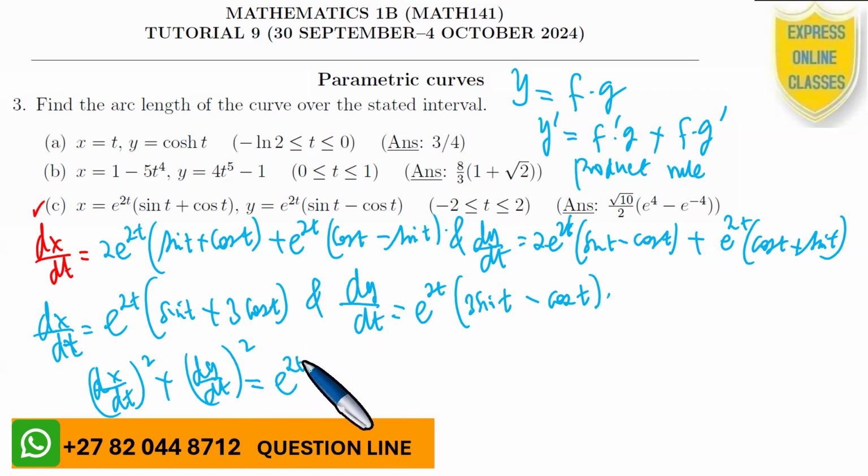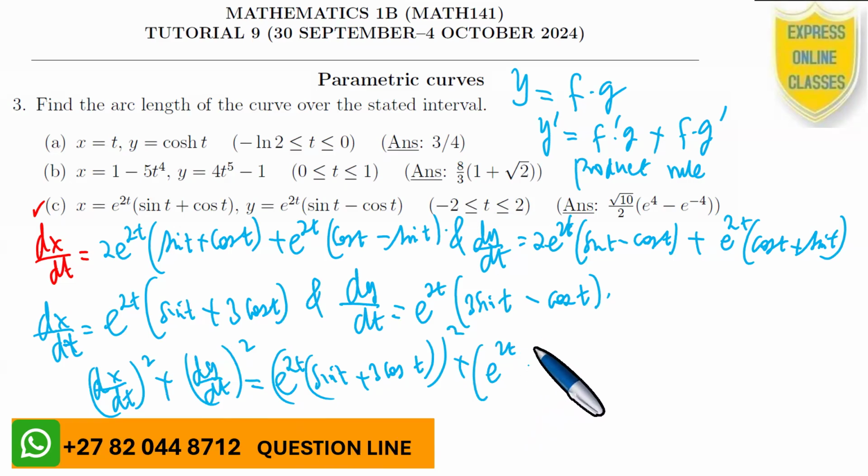Right, so we have e^(2t) times (sin t plus 3 cos t), squared, plus e^(2t) times (3 sin t minus cos t), and then you square this. Okay, so what does this simplify to? Obviously it's a bit lengthy, but now we need to be in a position to multiply these things out. If you look very carefully, we can take out the common factor, and the common factor is e^(4t).